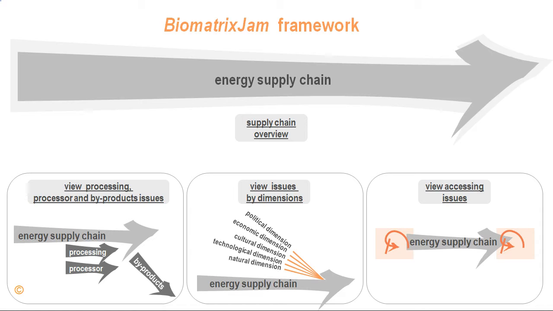We can view the overview of the energy supply chain here. In biometric systems theory, a supply chain is an activity system depicted by an arrow. The 3 perspectives of how we can look at the issues related to the supply chain from a systemic point of view are illustrated at the bottom of the screen. They can be categorized by processing, processor and byproducts issues, by issues related to different dimensions, and by accessing or tapping issues. Let us now look at the overview of the energy supply chain and its various links and sublinks.